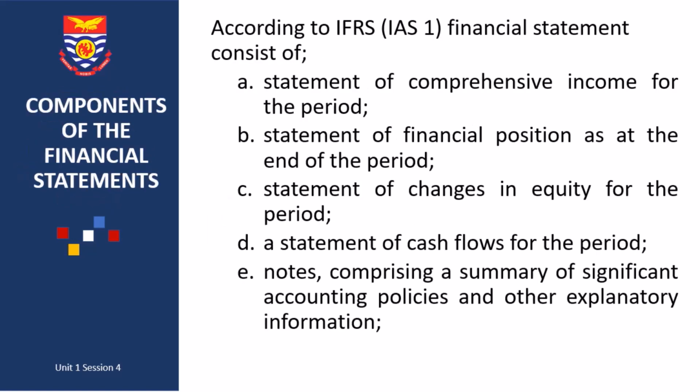Now, what are the components of the financial statements? According to IFRS, that is IAS 1, financial statements consist of basically 5 main components. We have the statement of comprehensive income for the period. We have the statement of financial position as at the end of the period. Then we have the statement of changes in equity for the period. We have the statement of cash flows for the period. And notes comprising a summary of significant accounting policies and other explanatory information for the period.